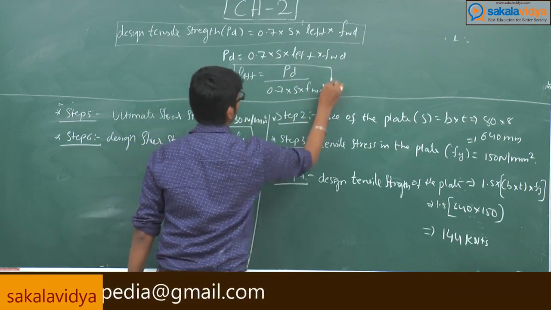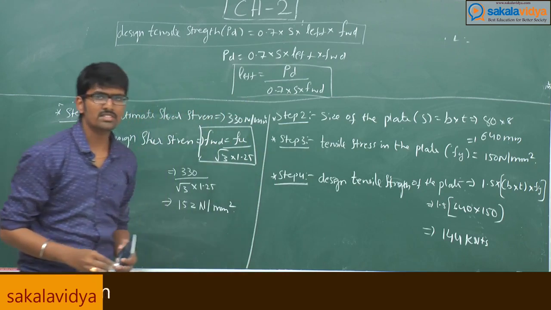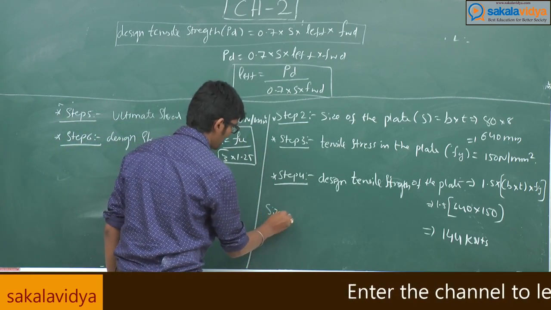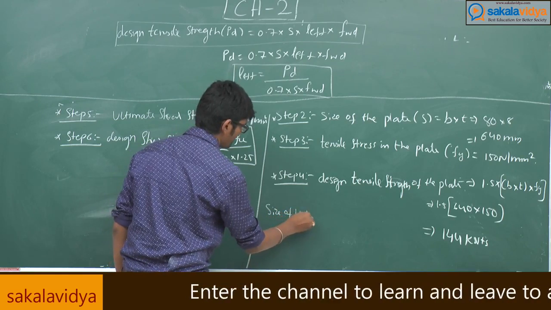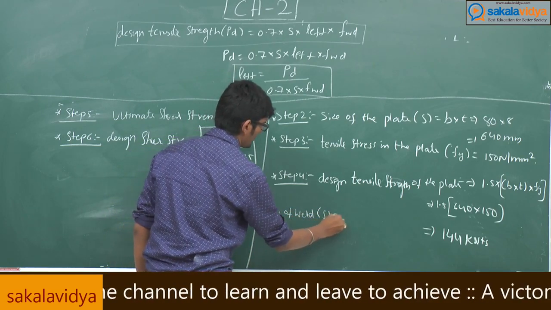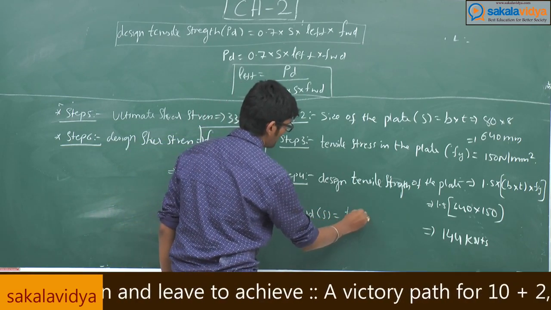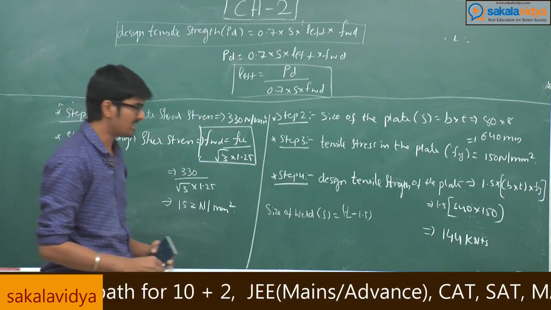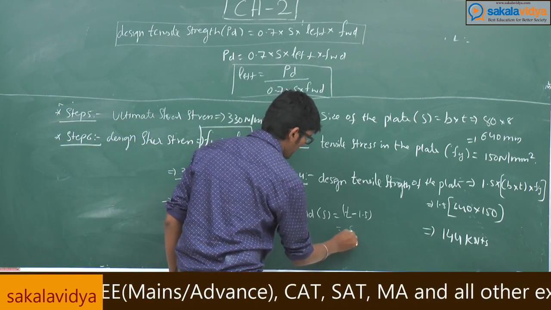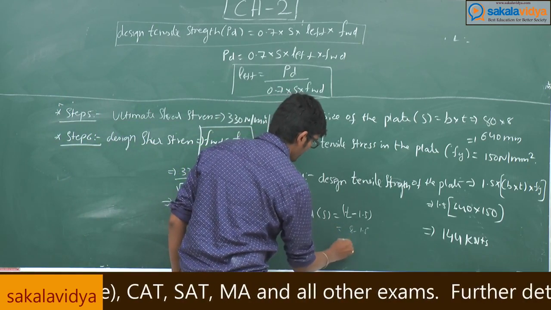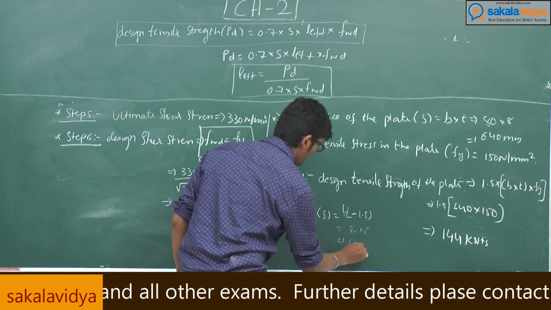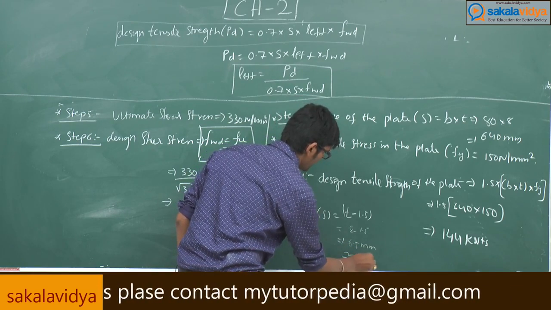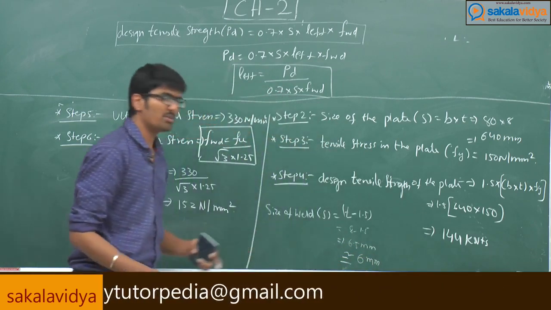But we forgot to find the size of the weld. So what is the formula to find the size of the weld? Size of the weld S is equal to thickness of the flat or plate minus 1.5. What is the thickness of the plate given in the question? 8. 8 minus 1.5 is equal to 6.5 mm. Approximately, for calculation purposes, it will be easy if you take 6 mm. So size of the weld, I took 6 mm.